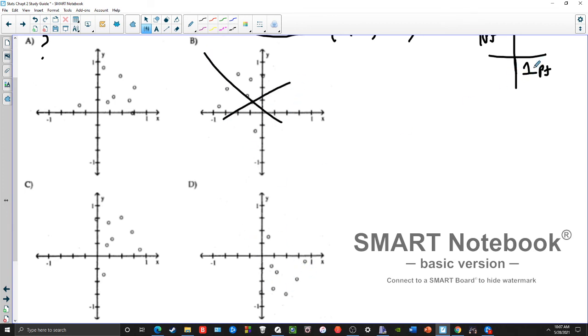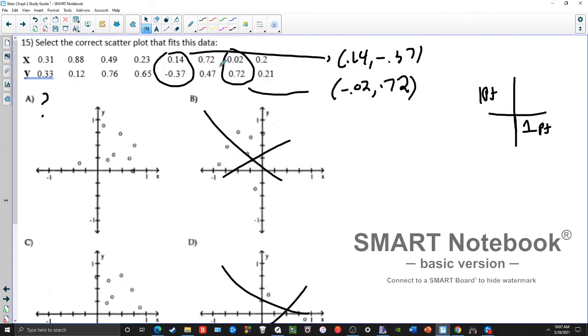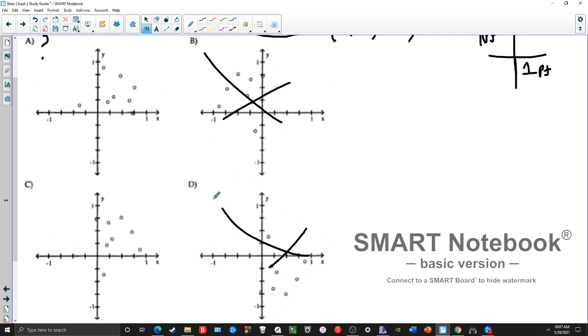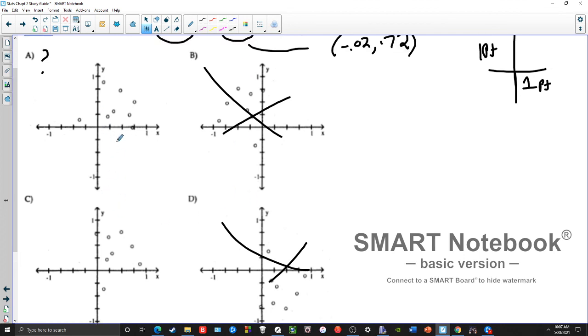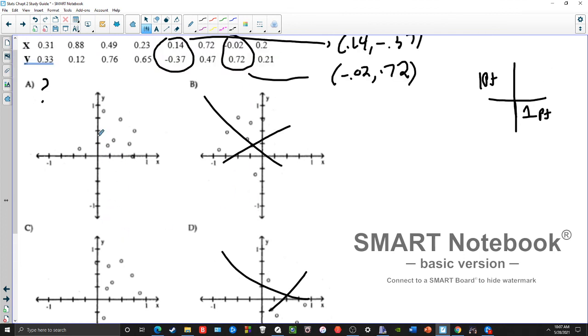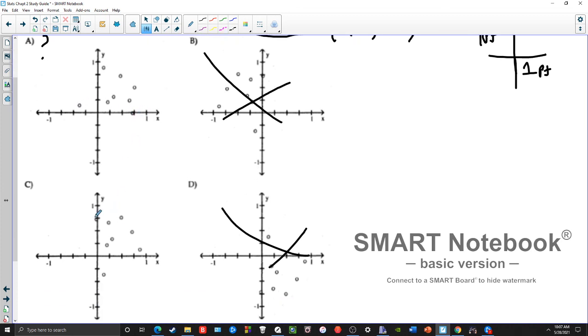I should only have 1 point down here because I only have 1 point that has a positive x and a negative y. So there should only be 1 point. So those two definitely aren't the case. So now I'm stuck between these two. So let's see here. This has here and here, and this has here and here. So these are both candidates.